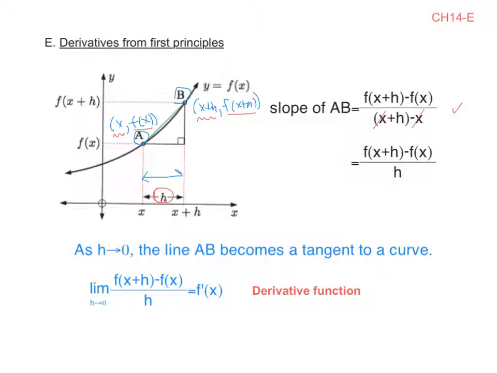So as the distance gets smaller and smaller, eventually as h approaches 0, the line AB becomes a tangent to a curve. So think of it as these 2 points getting closer and closer together, the line that contains A and B will become just a tangent at A. So here again, as limit h goes to 0, the slope is equal to the gradient of the tangent. So that's the definition of the derivatives.